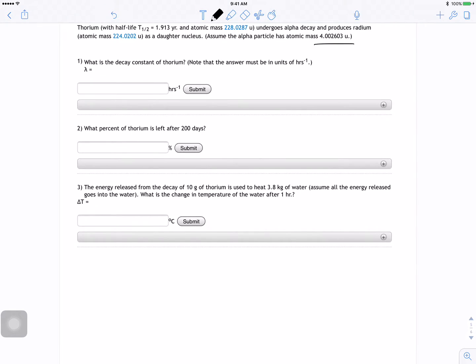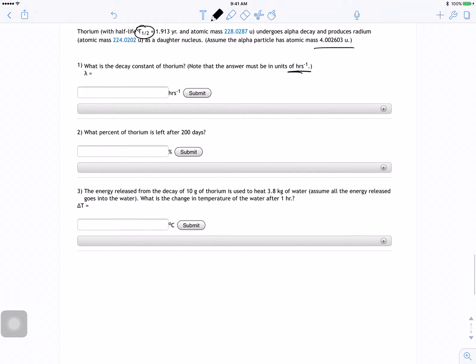What's the decay constant of the thorium? They want the answer in 1 divided by an hour, not by years, although they give us the half-life in years. So the decay constant is equal to the natural log of 2 divided by the half-life. Since they want it by hours, you need to change it.